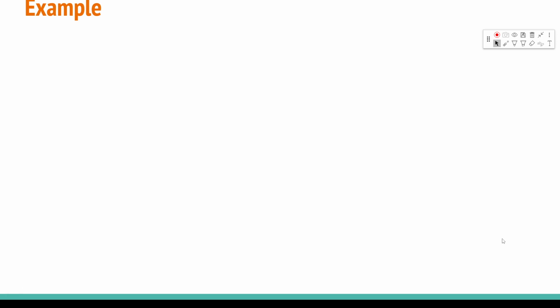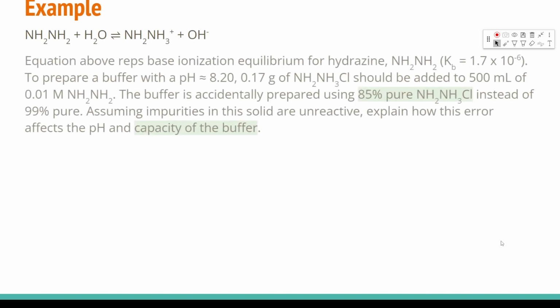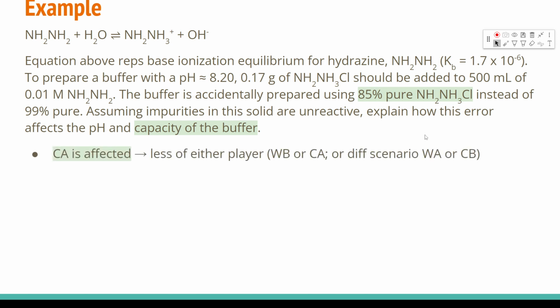All right. So we're going to go ahead and actually do the problem. And so we're looking at the capacity of the buffer. And so how does this error affect the pH? So this would probably be like an FRQ question. So notice that the conjugate acid is being affected because this is a conjugate acid. It can donate an H here, and so that's the equilibrium where we're going backwards. And so that's why it becomes water and the hydrazine once again.